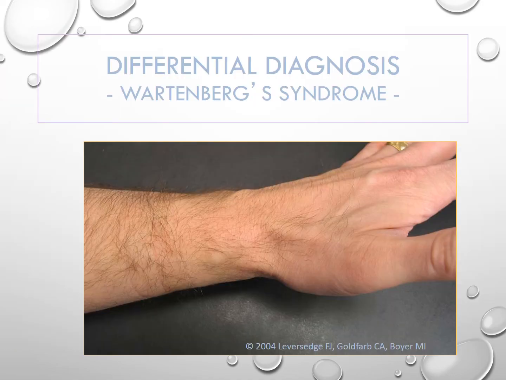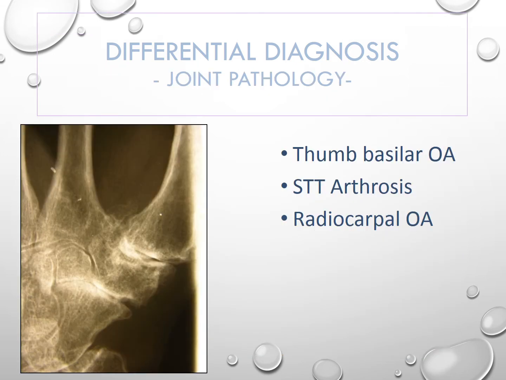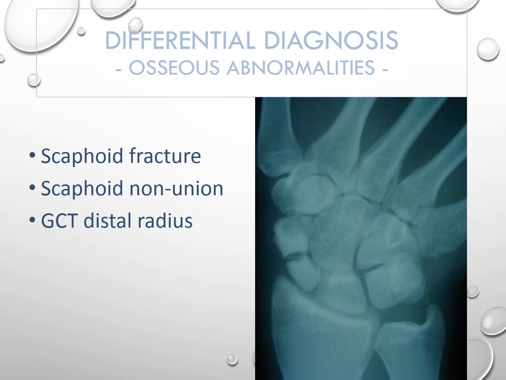Wartenberg's syndrome is another diagnosis which causes pain from the radial sensory nerve down distally. There's basal joint arthritis, STT arthritis, and radiocarpal arthritis. Scaphoid fracture causes pain in a similar area, as do scaphoid nonunion and giant cell tumors, just to name a few causes of radial-sided wrist pain, which can all be confused with de Quervain's tenosynovitis.